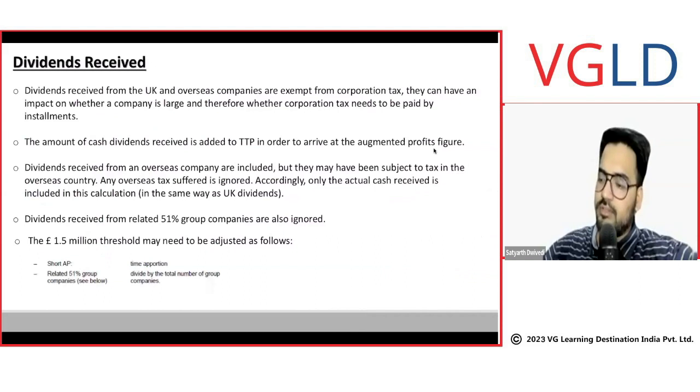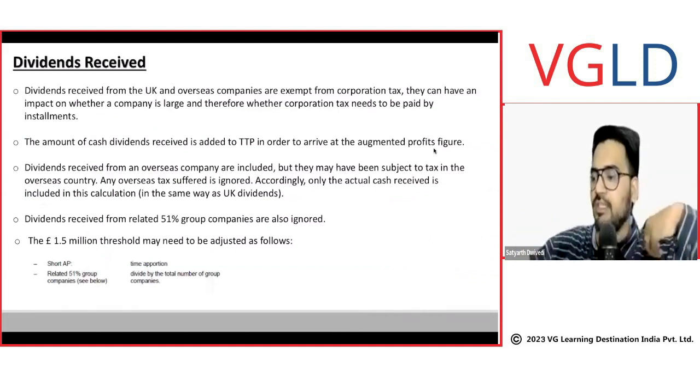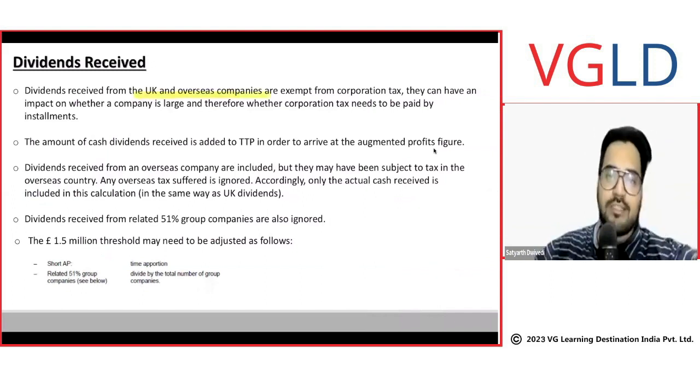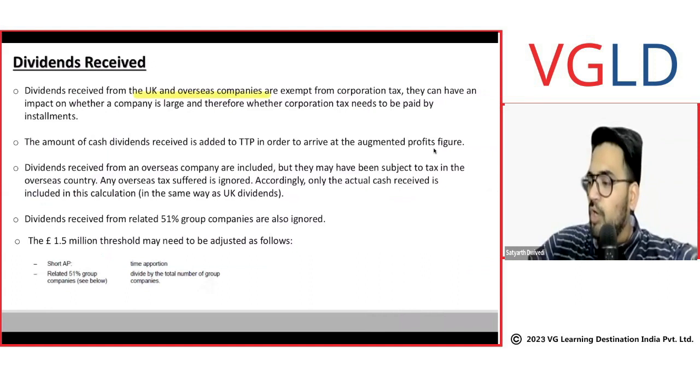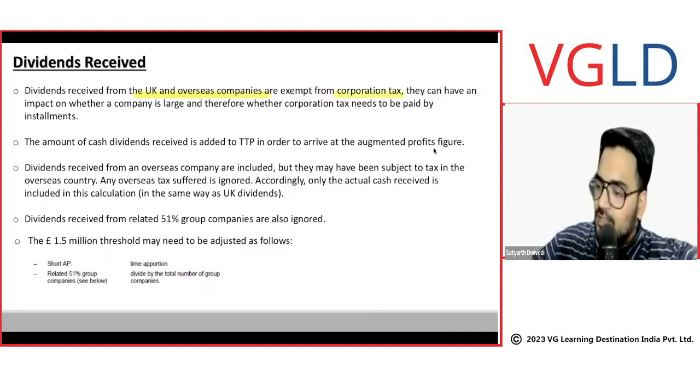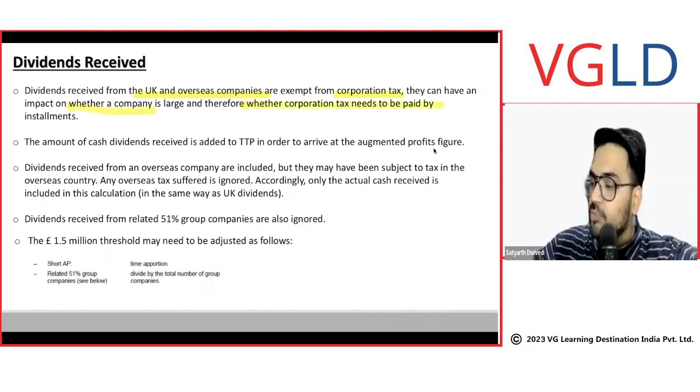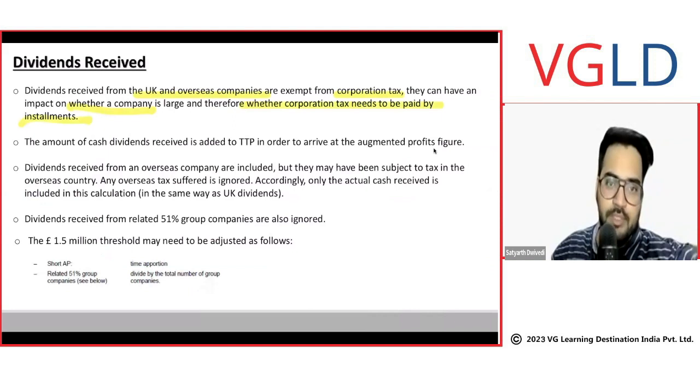Now, let us talk about the dividend received. Any dividend that is received from UK and overseas companies is exempt from corporation tax. They can have an impact on whether a company is large and therefore whether corporation tax needs to be paid by installments. Okay. What do we do?